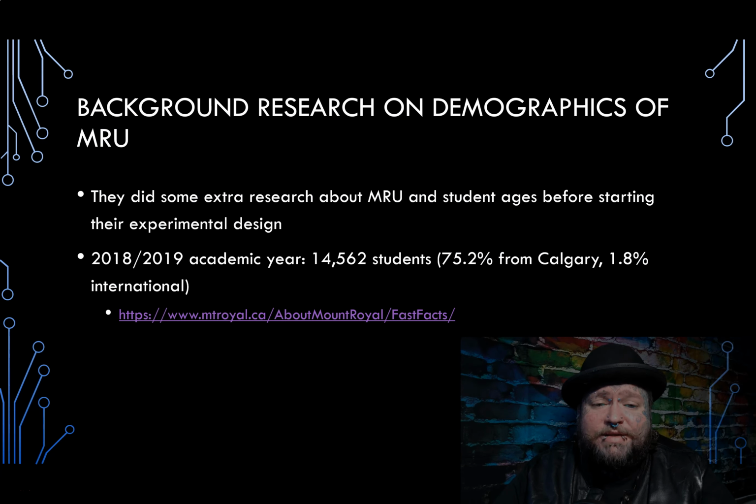They also did some quick background research of the demographics of MRU and Canadian sites. They want to gather some data in the beginning to maybe help decide how to set some stuff. They're not too confident on getting access to the data. It seemed to be hard to find, but they did find these current links. Things like, well, the 2018-2019 academic year, there were a total of 14,562 students, where 75.2% from Calgary and 1.8% international, and we have to see where's the rest of the demographics from that, and that definitely doesn't add up to 100%. So what's the other group?